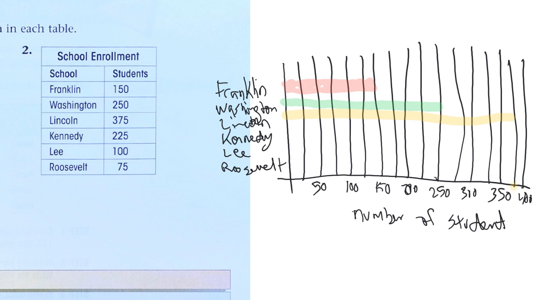So that's why I skipped every other line. Kennedy, what did you have? 225. Same thing. So start at the line in between 200 and 250 for Kennedy. And now Lee has 100. Start with red again. There's 100. And Roosevelt only 75.